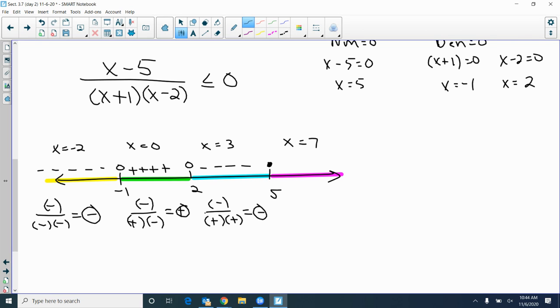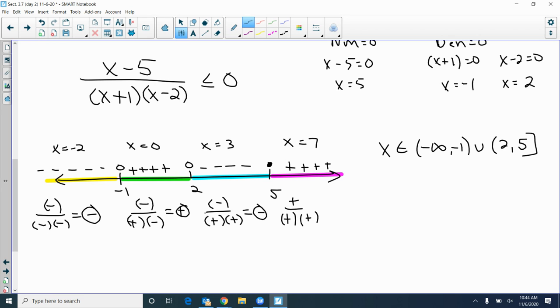And then what do I do? What do I get when I plug in 7? 7 minus 5 is a positive 2, positive 8, positive 5, positive. All right, so I want less than or equal to 0. Negative infinity to -1. Does it include that -1? No. Union 2 to 5. It does not include 2, but it does include 5. Right? All right? Yep. All right, you got it.